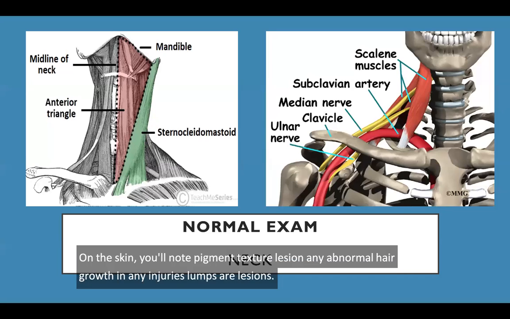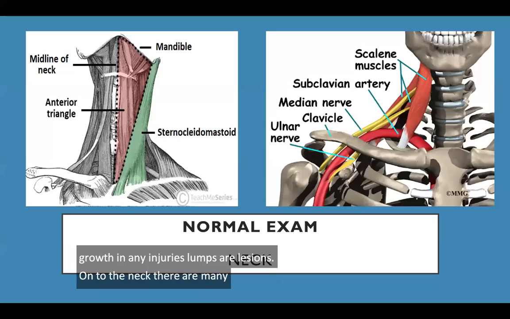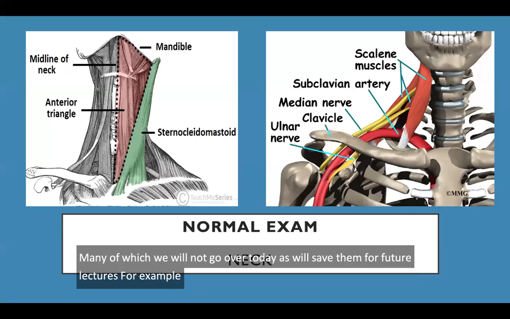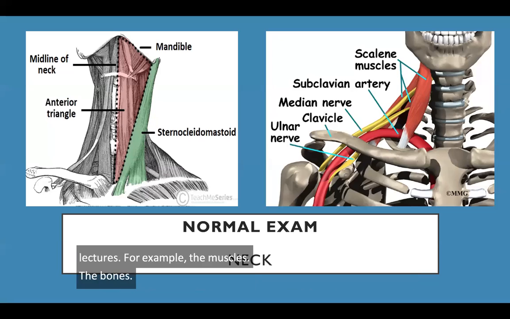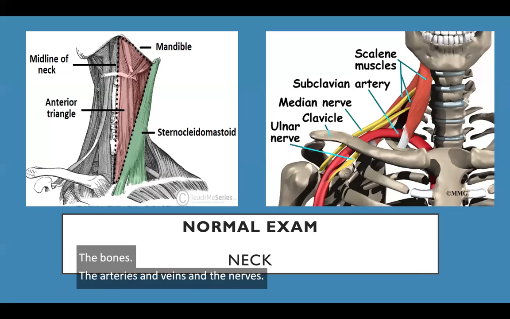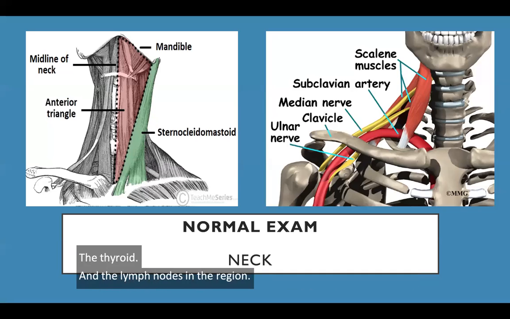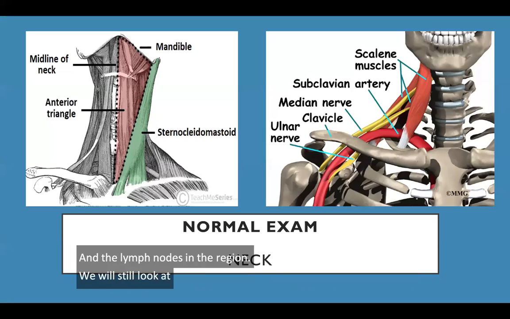On to the neck. There are many structures in the neck, many of which we will not go over today, as we'll save them for future lectures. For example, the muscles, the bones, the arteries and veins, and the nerves. Today, we will focus on the trachea, the thyroid, and the lymph nodes in the region. We will still look at some abnormalities and review why they will be covered in other sections.